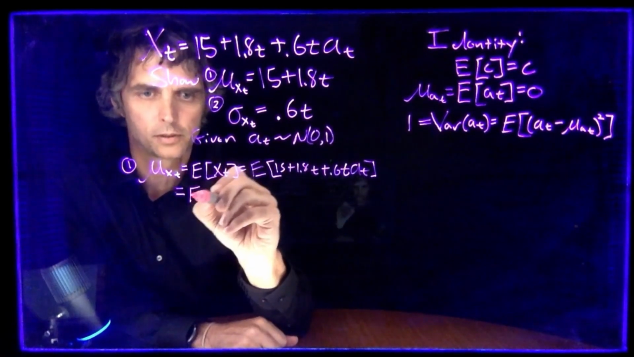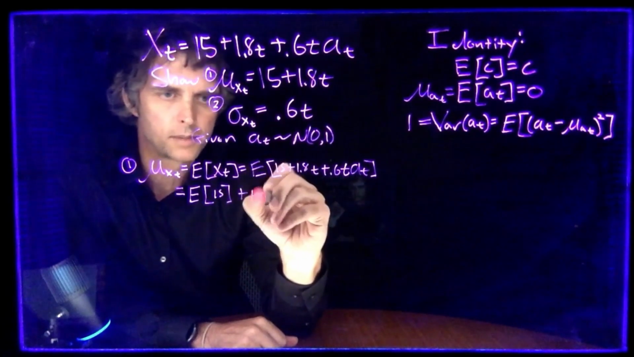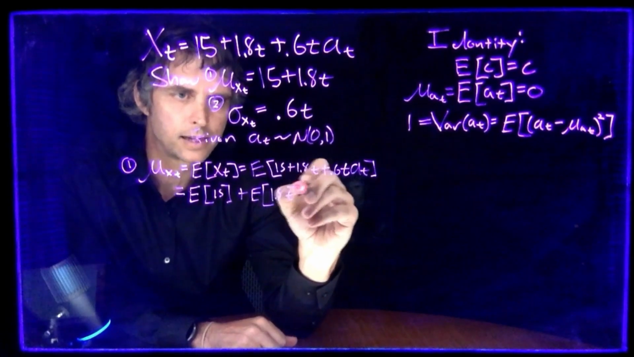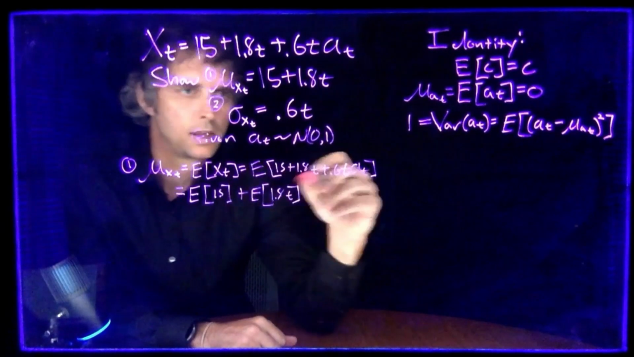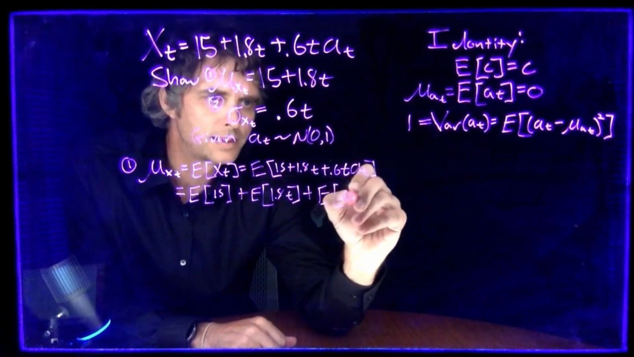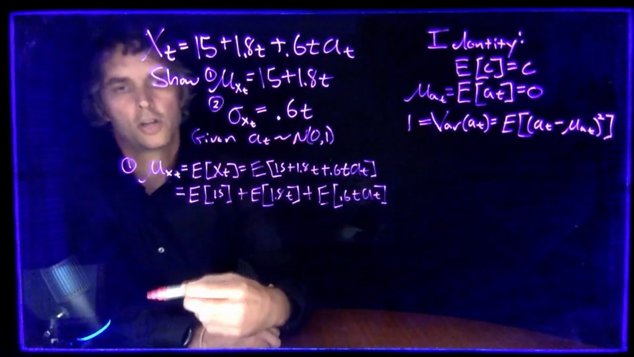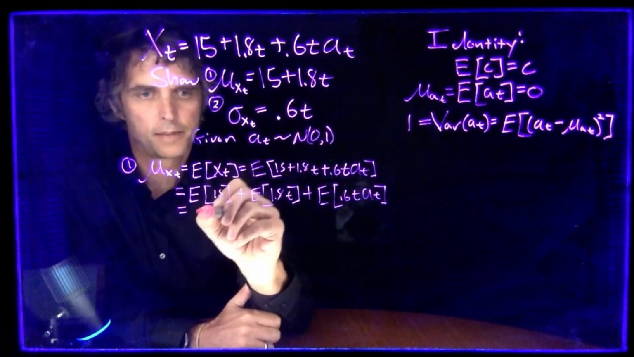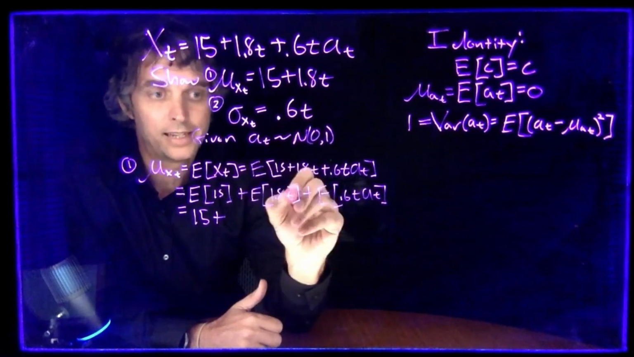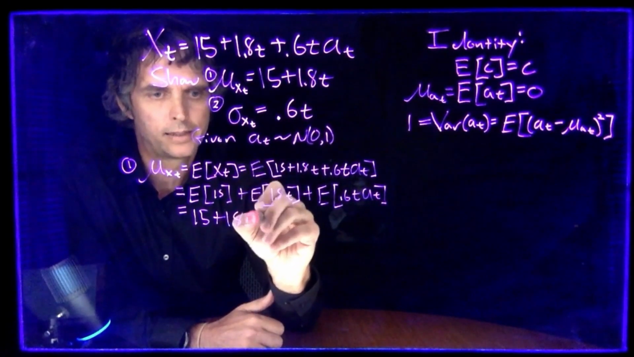So we'll say this is equal to the expected value of 15. Ooh, there's a constant. Plus the expected value of 1.8 t. T is not random. T is time. Plus the expected value of 0.6 t at. Okay. So let's do a little bit more here. We'll take it step by step. So that's just 15. The expected value of a constant is 15. 1.8 t. T is constant. T is time. So that is plus 1.8 t.